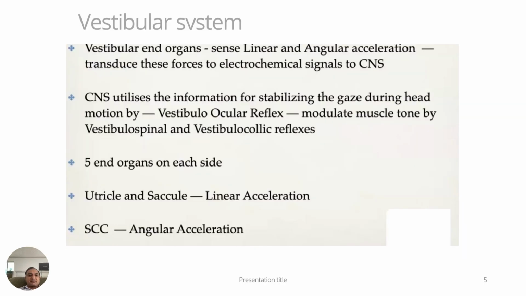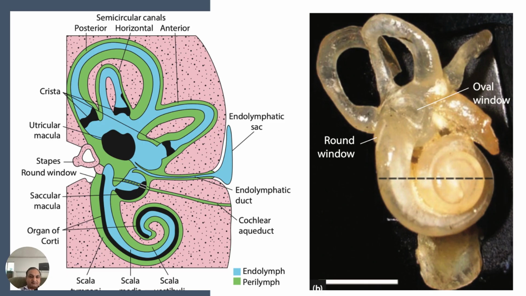The vestibular end organs, that is the semicircular canals, utricle, and the saccule, sense these linear and angular accelerations, and these motions are transduced into electrochemical signals in the CNS. The CNS utilizes this information for stabilization of the gaze during the head motions by means of the vestibulo-ocular reflex, and modulates the muscle tone by the vestibulospinal and vestibulocollic reflexes so that the appropriate posture is maintained during the head motions.